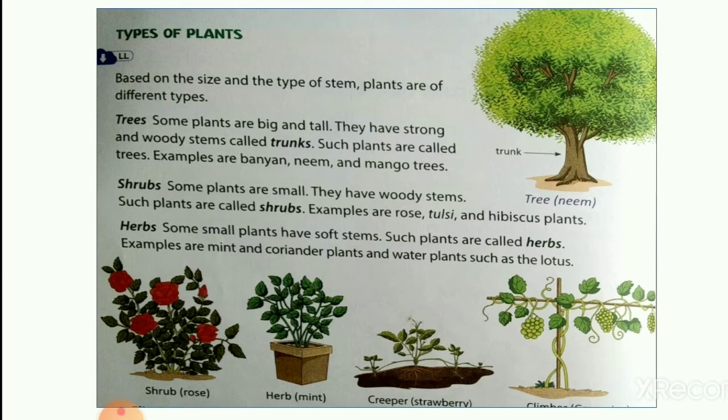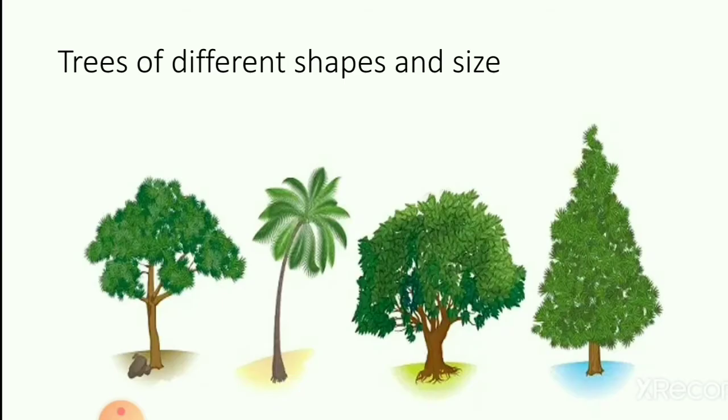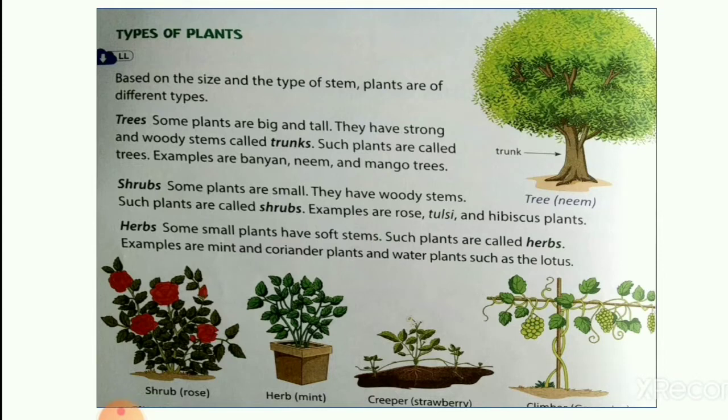Based on the size and the type of stem, plants are of different types. As we have seen, the plants were having different types of stems. Here it is very thin, thick. Different types of stems are there. Trunks are there, leaves are there. Then the shape of the trees is also different. So it differs in different plants. Then the categories are, first is trees.